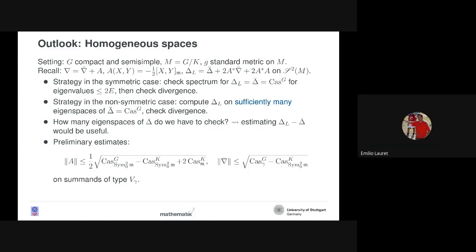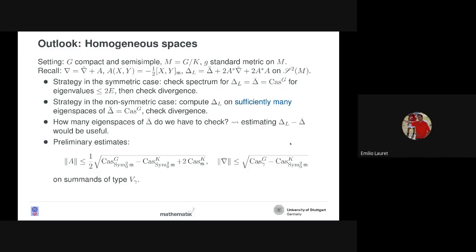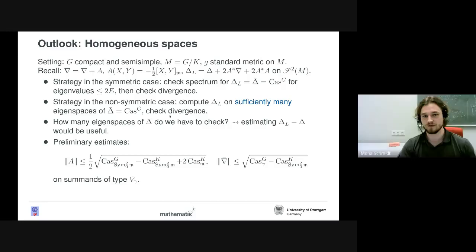Okay, but you pick one irreducible representation with Casimir eigenvalue less than 2e. No, not necessarily less than 2e. It would depend on the bound that we get. Okay, small, and you check the divergence of the corresponding tensors. We do that in the last step. So first we compute whether we actually have some interesting Lichnerowicz Laplacian eigenvalues, and then we can ask, okay, we have an eigentensor of the Lichnerowicz Laplacian to a small eigenvalue, and is this eigentensor divergence free?